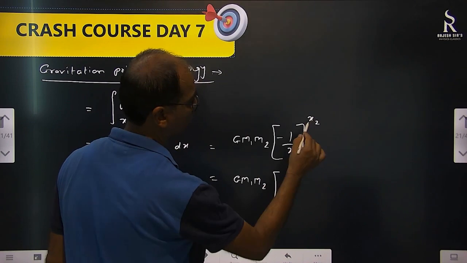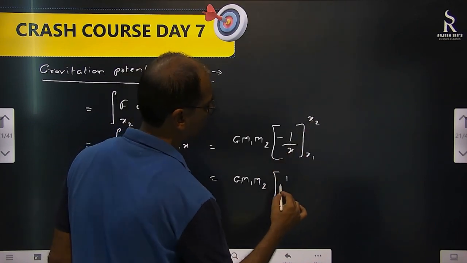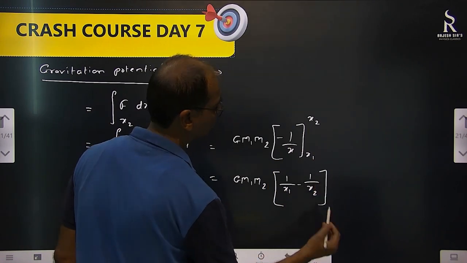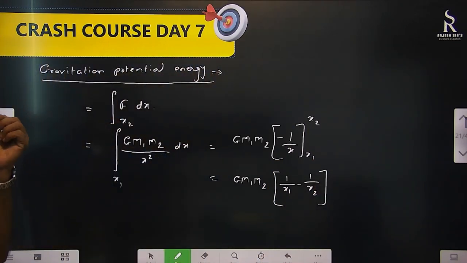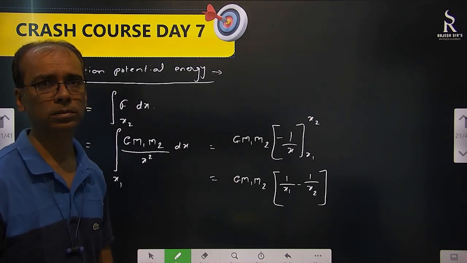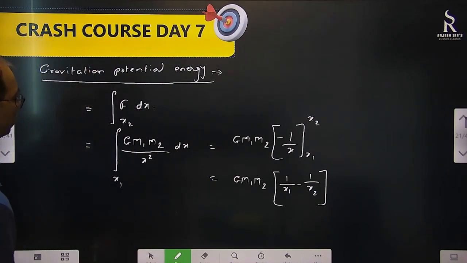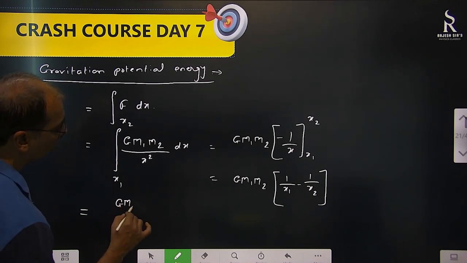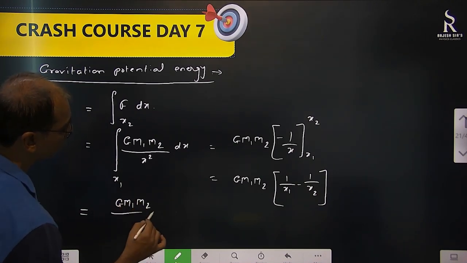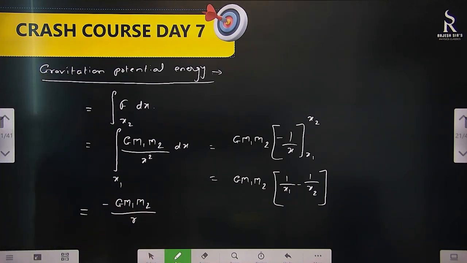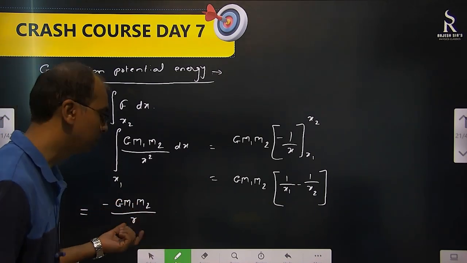What will we be writing? 1 by x2 minus 1 by x1 or 1 by x1 minus 1 by x2? Why? Because the negative sign is there. This is work done. Okay. Now this is equal to negative of change in potential energy. So what is the final formula when we talk about gravitation potential energy? It is actually G m1 m2 by the separation between the two masses, and it's negative, minus G m1 m2 by r.